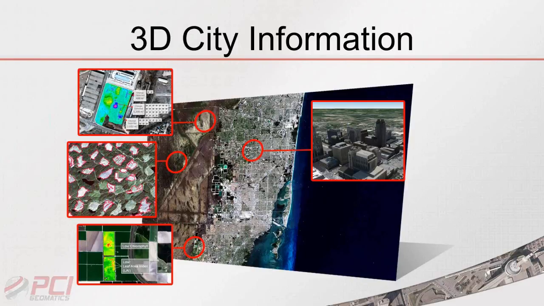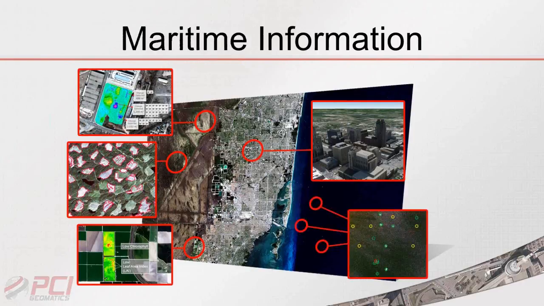3D urban information can be derived using, once again, 3D stereo data. And also maritime information can be derived. So in this case, what we see here is a ship detection application. And the targets that you're seeing here on the open ocean are typically derived using synthetic aperture radar data, which can see through clouds and image in the dark and so on.